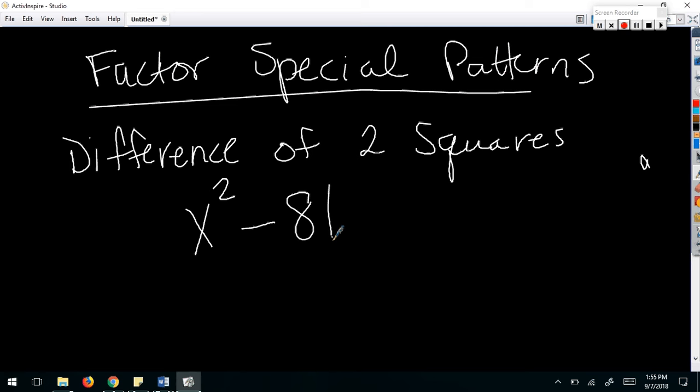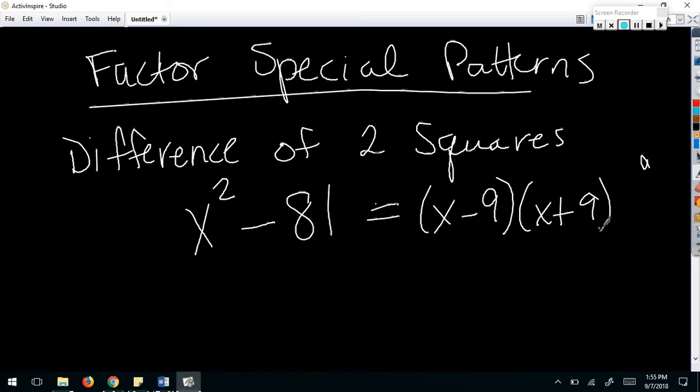It factors. Now remember, I could set this up and I could slash it and find the factors, but it's easy because it follows a pattern. You do the square root of the first, minus the square root of the second, and then you do the same thing with a plus. Easy? Every time you see two perfect squares with a minus in the middle. Can y'all remember that? You just do that.